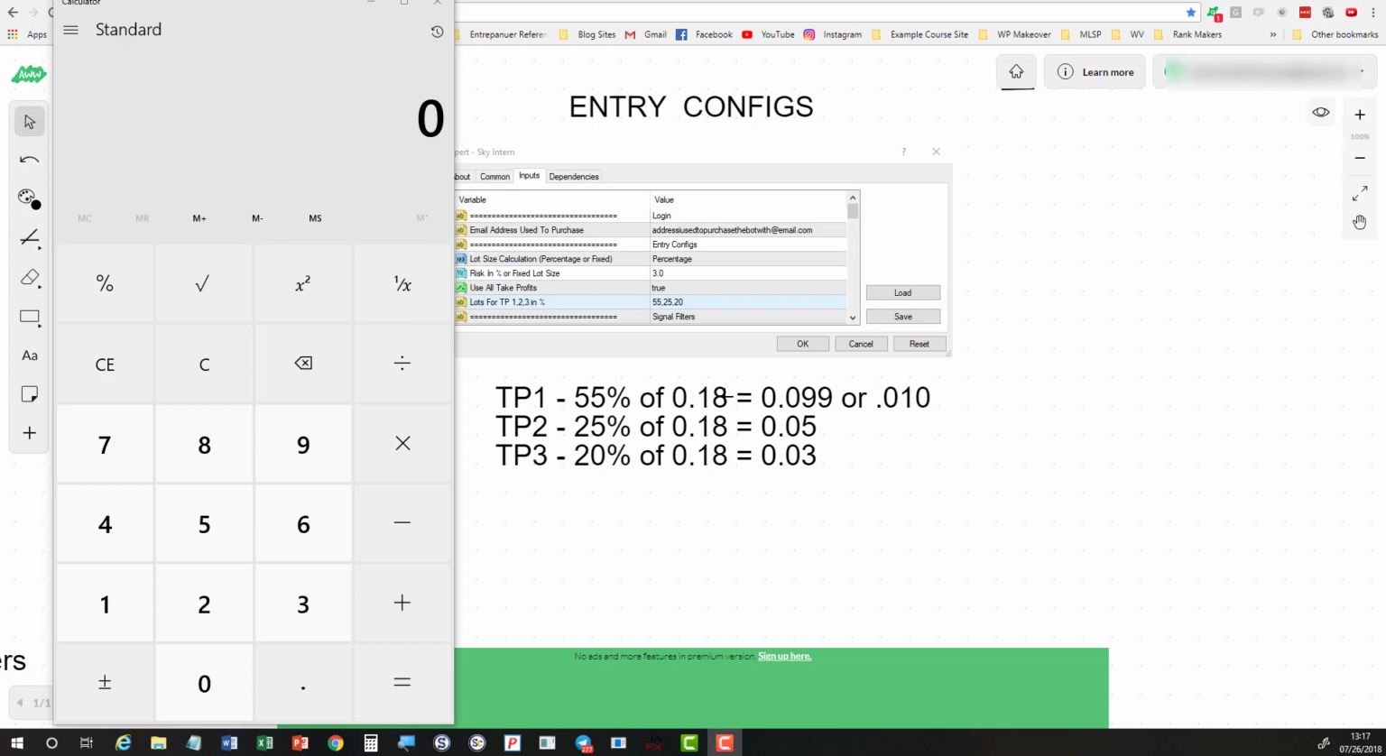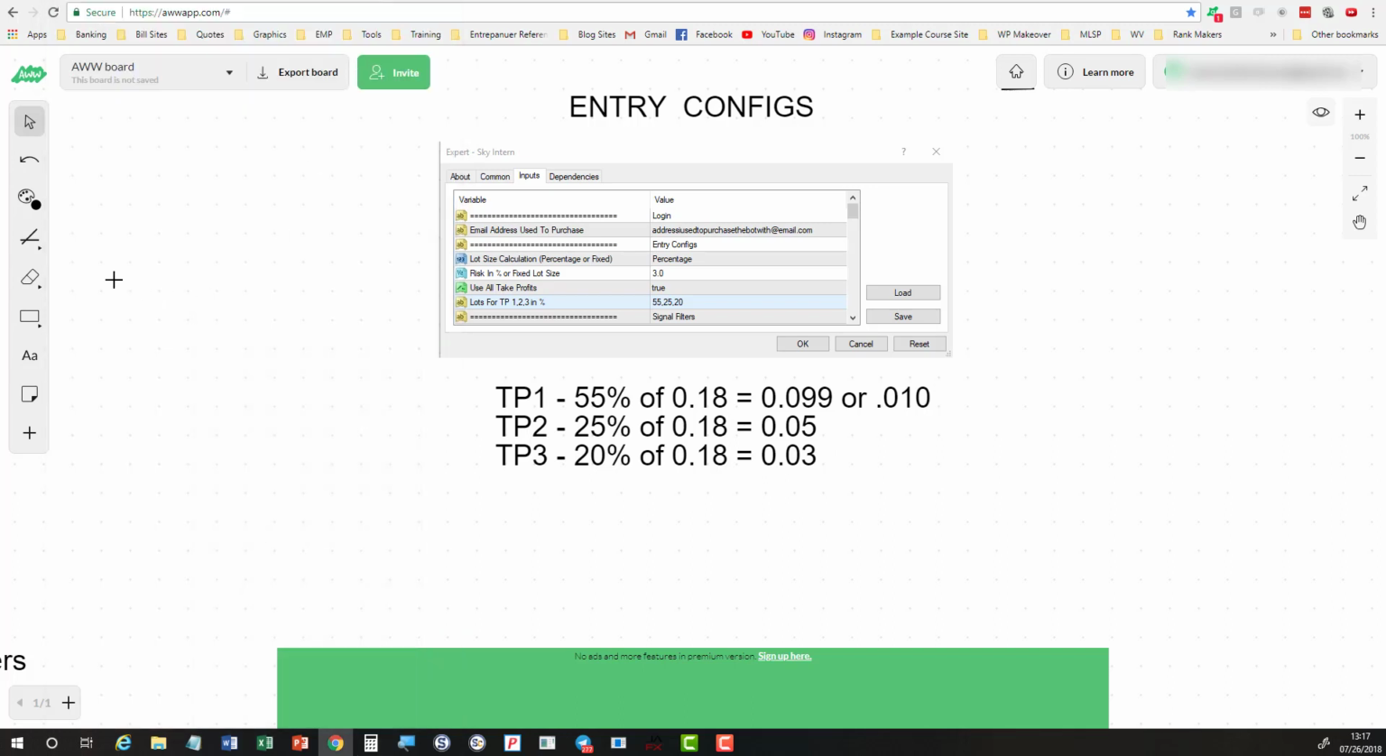So again, 0.18 is the total lot size, and then 55%, according to this, if we were to follow these percentages. So 25%, if we were going to do TP2, we do 0.18, multiply that by 25%, and that's going to give us 0.045. 0.045.